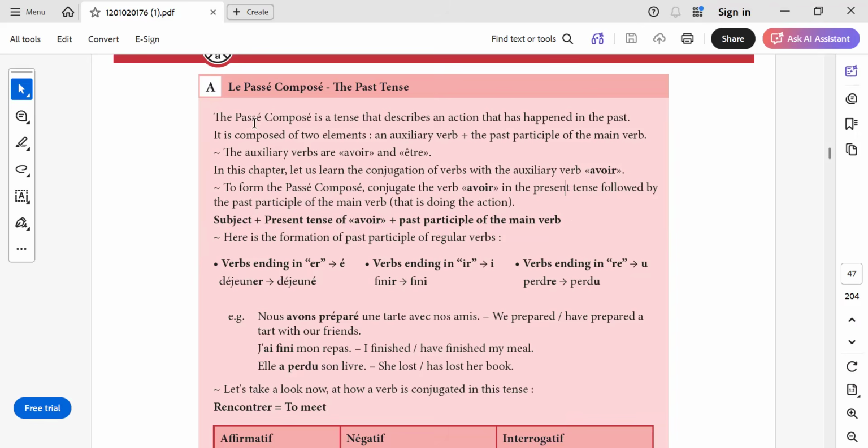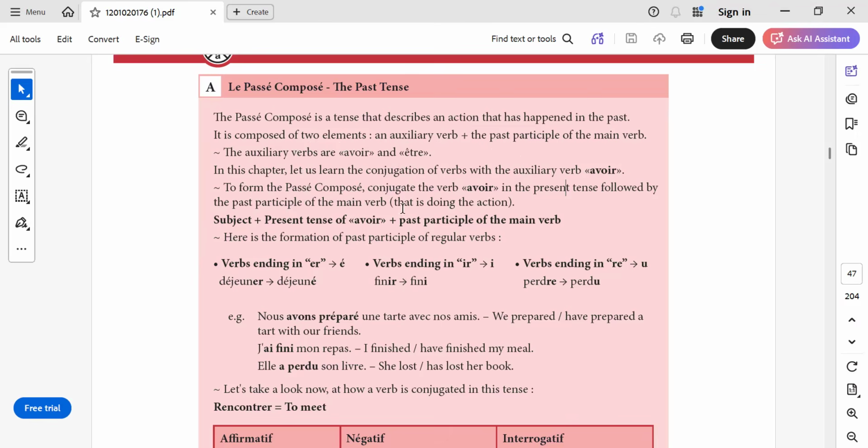So as you can see here, the passé composé is a tense that describes an action that has happened in the past. So please note this down, that passé composé denotes an action which was completed in the past. It is composed of two elements, an auxiliary verb and the past participle of the main verb. So auxiliary verbs, or the supporting verbs, are avoir and être. As per the subject, that is je, tu, il, elle, nous, vous, ils, elles, we conjugate avoir or être, and in front of that we put the participe passé.